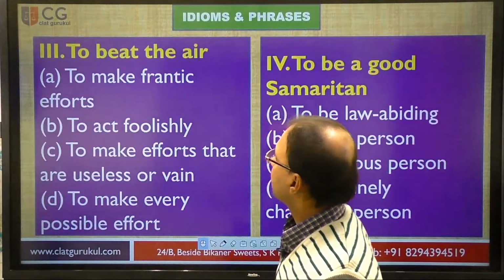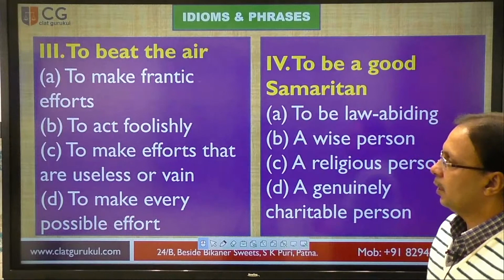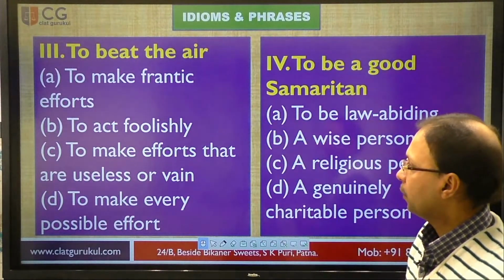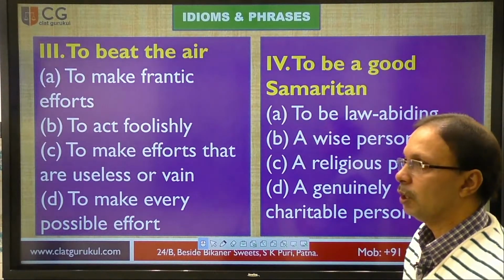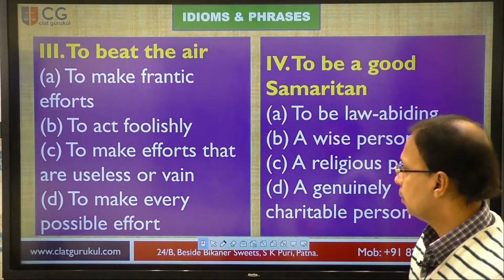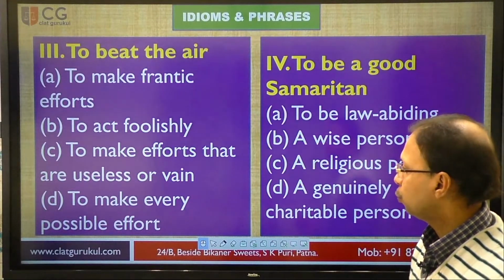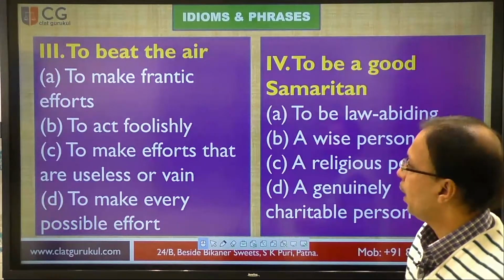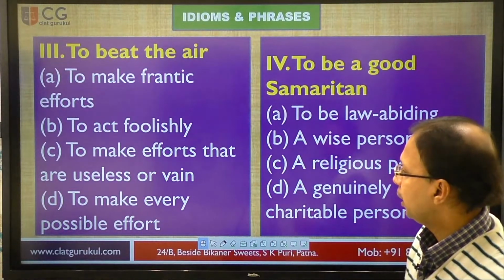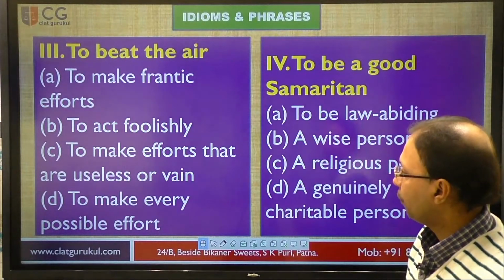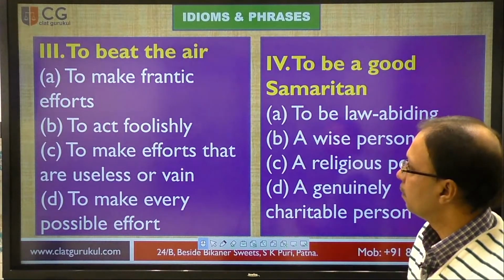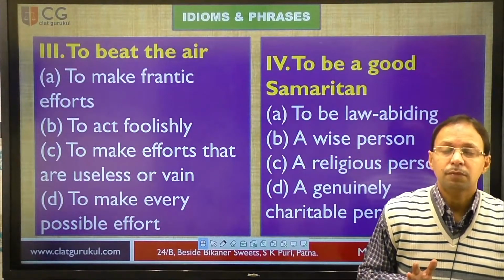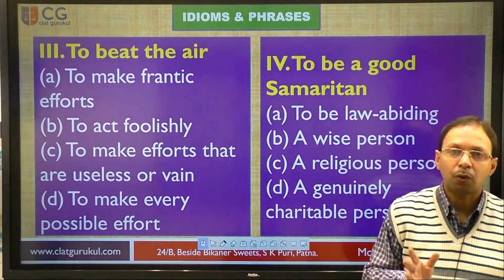Moving to next question. To beat the air. What does it mean? First option, to make frantic efforts. Second one, to act foolishly. Third one, to make efforts that are useless or vain. And fourth one, to make every possible effort. If you think about the idiom to beat the air, it means that you are doing some action, but the repercussion or the reaction or the outcome will be the negative one.